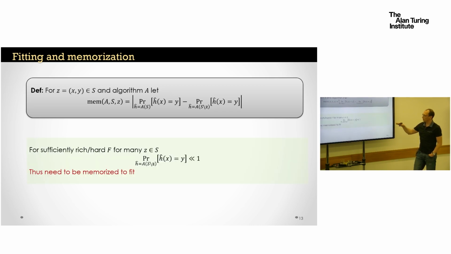Now, with this definition in place, it's very easy to connect this memorization to our result, and I'll state it mostly informally. If we have a sufficiently hard or rich class of functions to learn, then for many examples in the data set, the probability that the model predicts the example correctly without observing the example itself is much smaller than 1. This follows immediately from the fact that the leave-one-out error is essentially an unbiased estimator of the true generalization error. If generalization error is relatively high, then there will be lots of examples that you will not be able to predict if you leave them out. And in order to fit these examples, you need to memorize them, just by this definition. If your prediction is low, in order to fit, you'll have to pay the price of memorization.